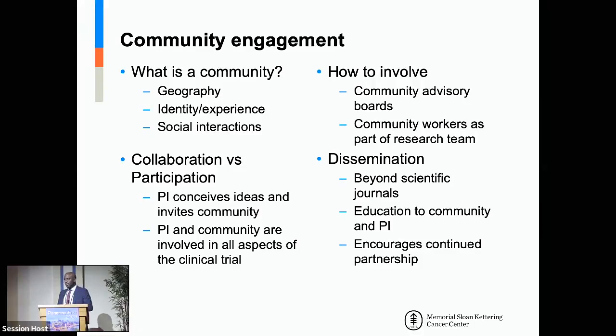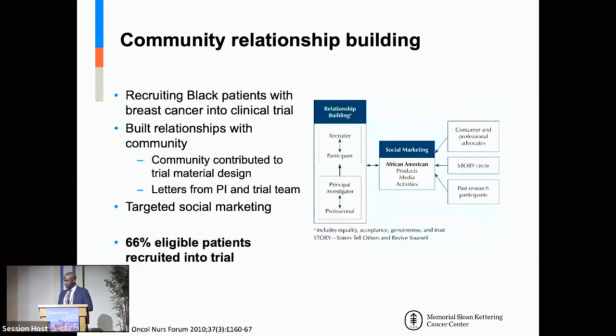And it's also important, a part that's not talked about much, is dissemination. When we get the results from these studies, we should get that beyond clinical or scientific journals, we should get that information back out to the community. Most people don't have access to the scientific journals. If we do this, not only does the community get a better understanding and feedback of what the research is doing, it encourages that continued partnership.